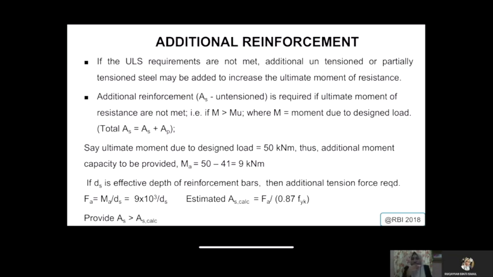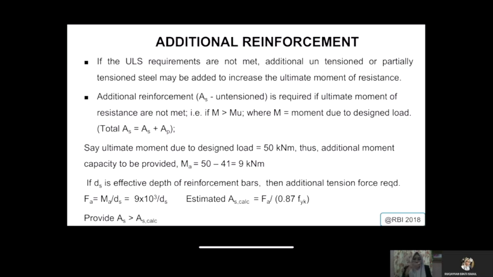So the main question that you want to answer is whether the tendon that you provide is sufficient to cater for your moment. Okay, your moment means that, is it okay or not? Is it sufficient or not? Is it enough or not? So how to do that?